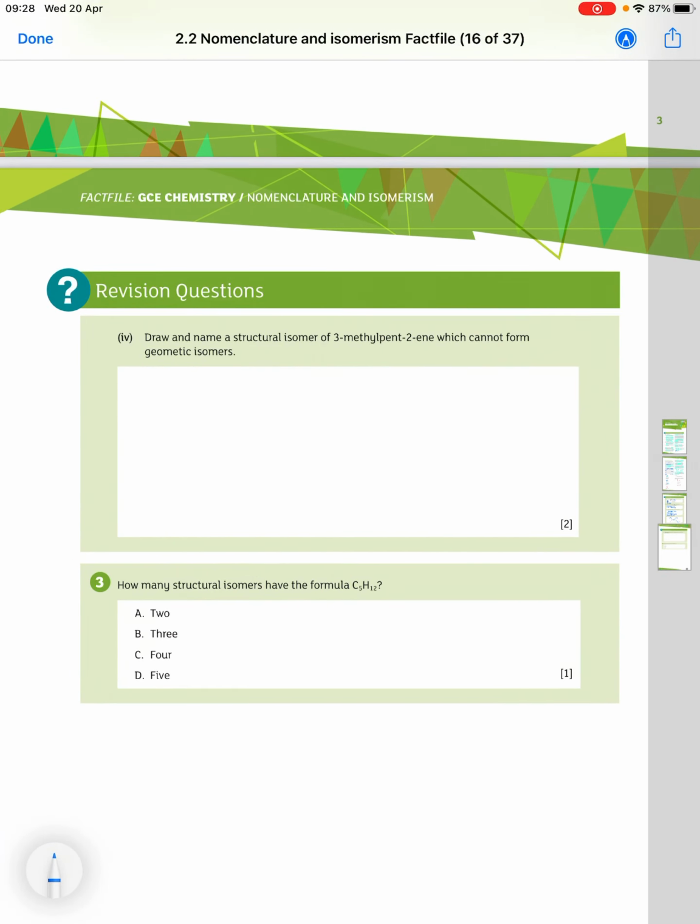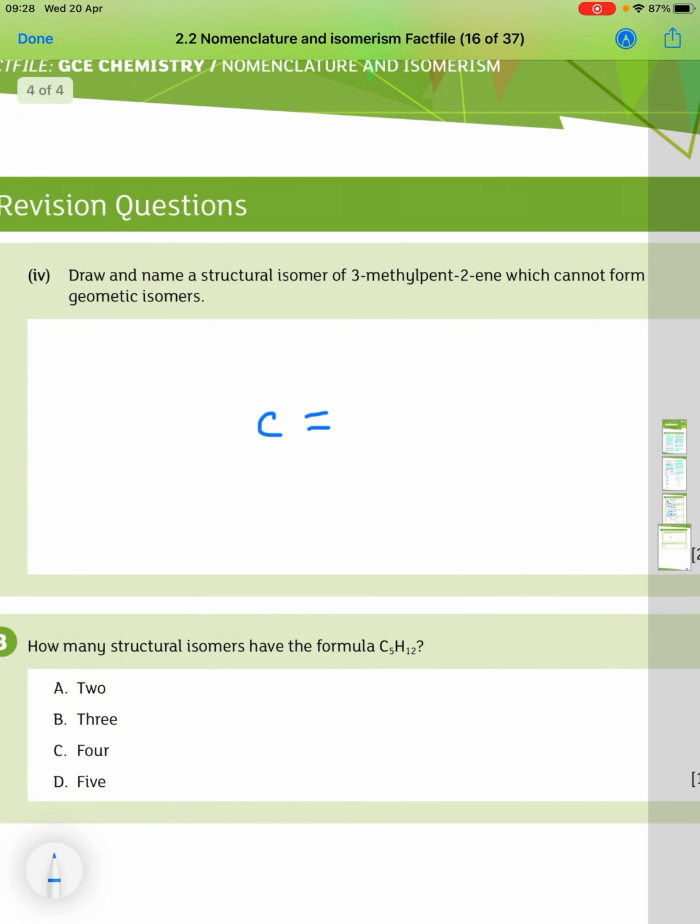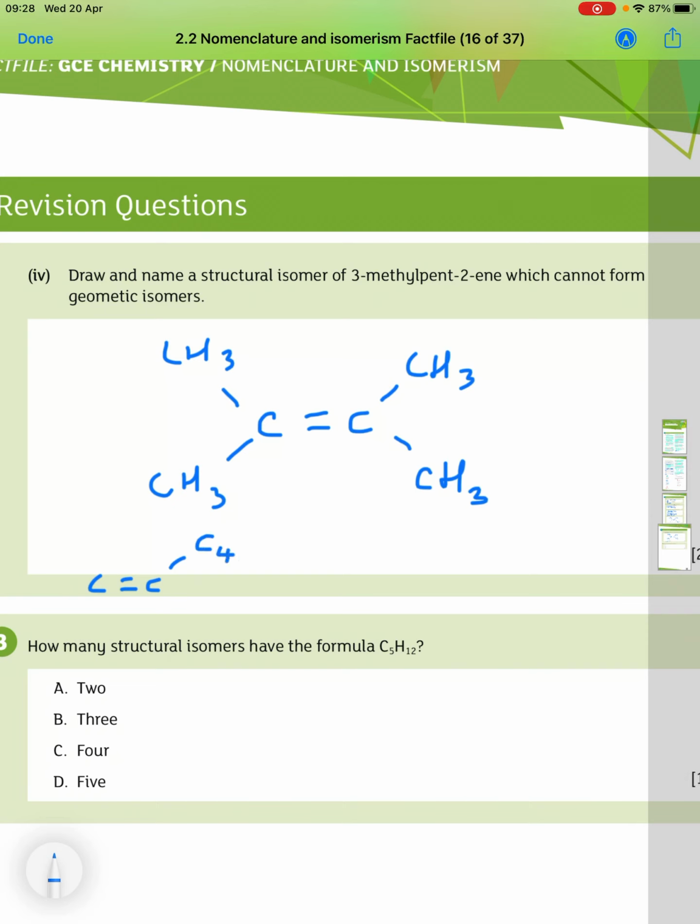Now draw and name a structural isomer of 3-methylpentene which cannot form geometric isomers. I suppose the simplest one to do is this one here, where we just have 4 methyl groups around that double bond. You could also have it with the double bond where you have like 1, 2, 3, 4. You would have a 4 carbon chain here, so C4, H2, 4, 6, H9, and then hydrogens filling the other bonds around the carbon.